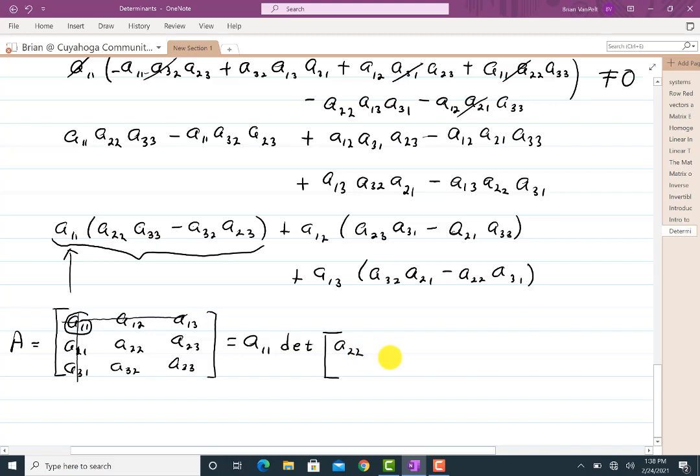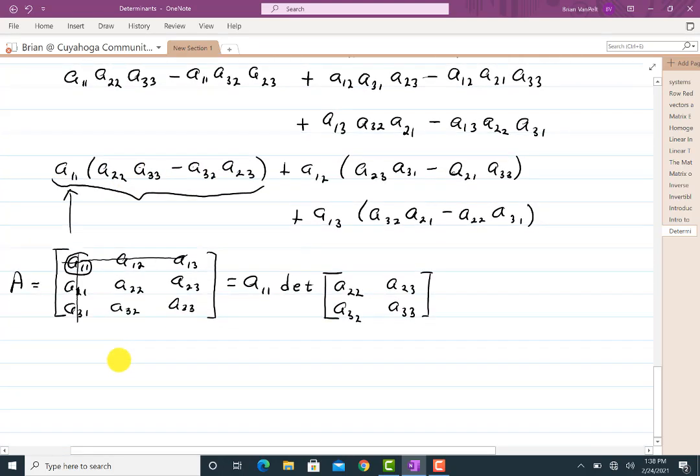A22, A23, A32, A33. And let's make sure that that piece matches. So I have the A11 now. When we do the determinant, I get A22 times A33 minus A32 times A23, and that's exactly what I have there. Let me move on.